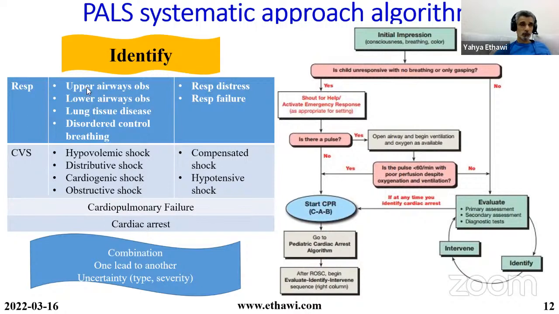In respiratory, you need to say, is it upper airway, lower airway, lung tissue, or disorder of controlled breathing? And then whether the child is in respiratory distress or respiratory failure. In cardiovascular, you need to see, is it hypovolemic, distributive, cardiogenic, obstructive? And then you need to decide whether it's compensated or uncompensated. Remember, it can be combined. One can lead to another, and you always have uncertainty about the type and about severity. Any question?